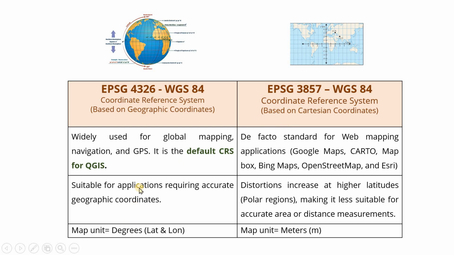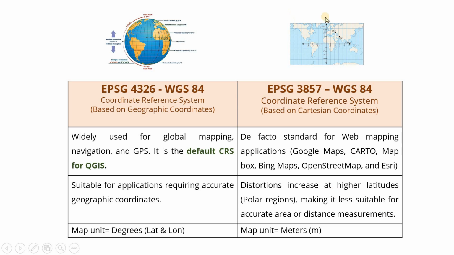But the problem is that EPSG 4326 is suitable for applications requiring accurate geographic coordinates. So the measurements you make using this particular CRS will be accurate, in contrast to EPSG 3857, in which the distortion increases at higher latitudes, making it less suitable for accurate area or distance measurement.